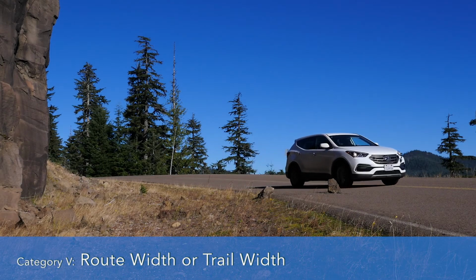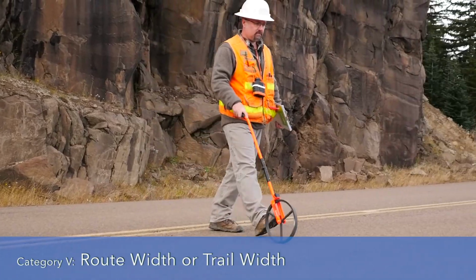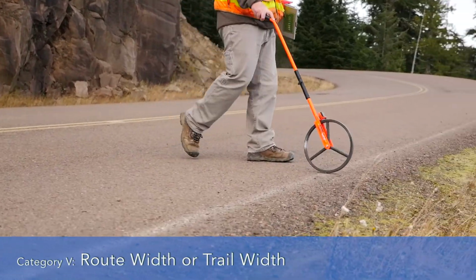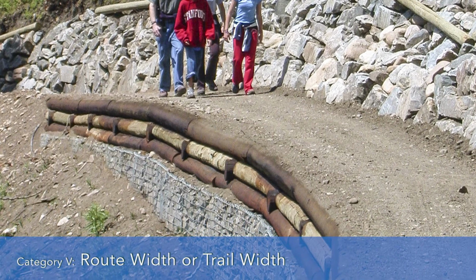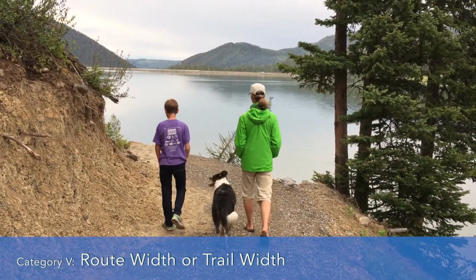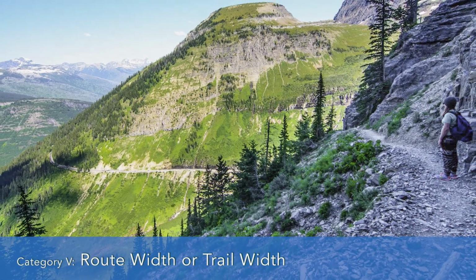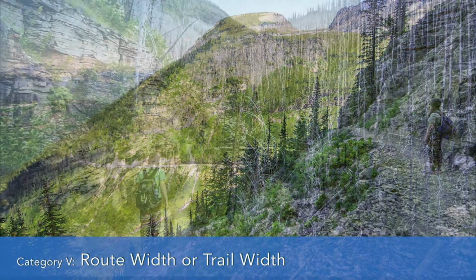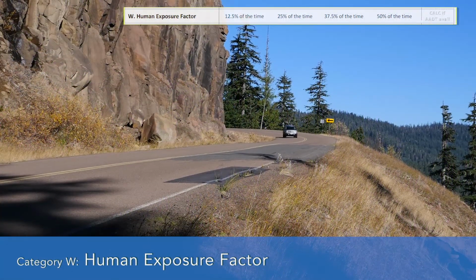The more room there is available for an evasive maneuver, the greater the likelihood that a user will successfully avoid the hazard. On a trail, greater room for maneuvering reduces the likelihood that a user will trip or be compelled to exit the trail in order to avoid the hazard. This category score is based on direct trail or roadway measurements recorded on the front of the form. The next risk rating is the human exposure factor, category W.